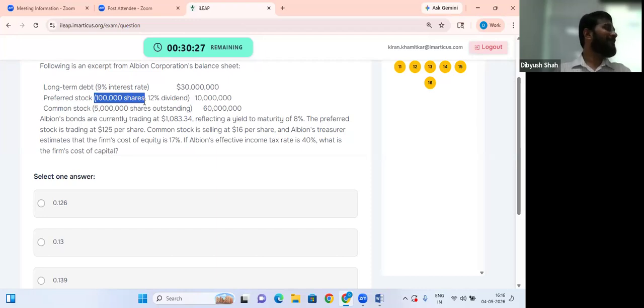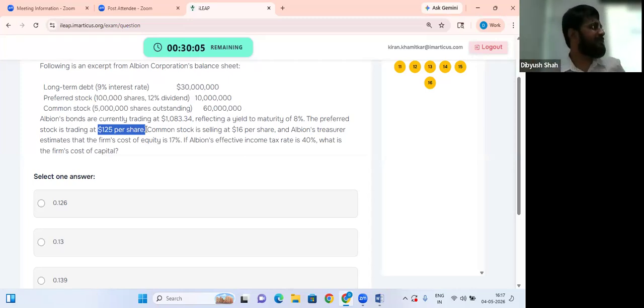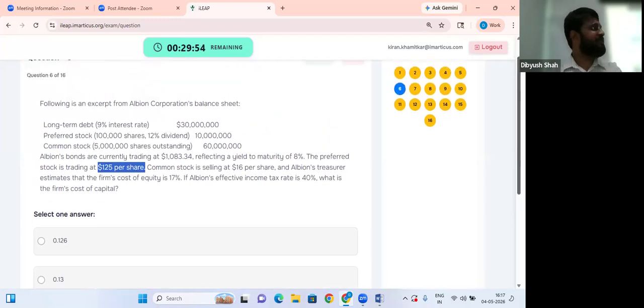1 crore divided by 1 lakh, not 10 lakh divided by 1 lakh. Into 12%. And this is your preferred stock market price divided by 125. Always multiply it with 100 per 100. 9.6, whatever, two decimals. So this will be your cost of preference. Now you can calculate. Already everything is given. You just need to calculate cost of debt, preference, and equity using what I have taught you already. Table, question is done.